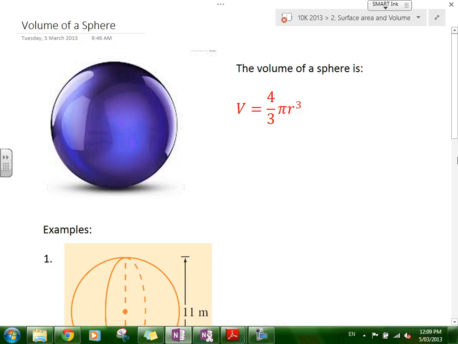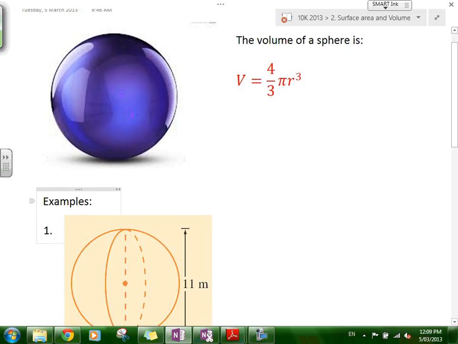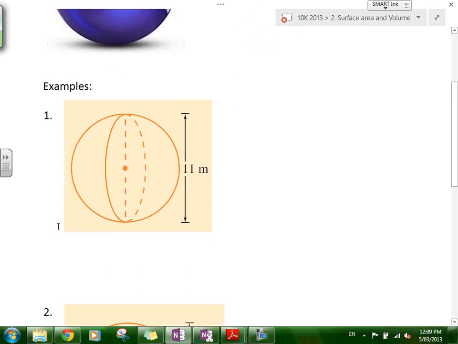The volume of a sphere is 4 over 3 pi r cubed, where r is the radius of the sphere. So r is the radius of the sphere. So 4 over 3 pi r cubed. Alright? So I'm going to do some examples.